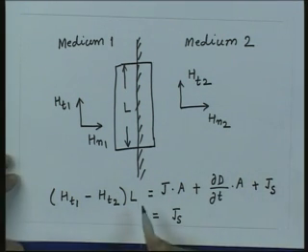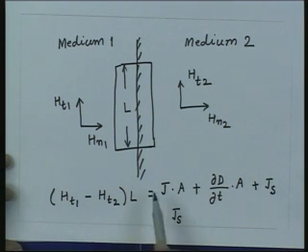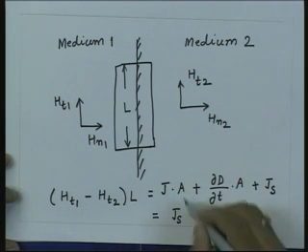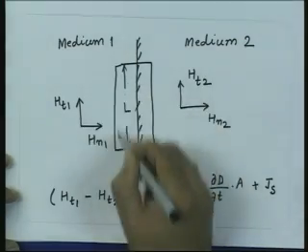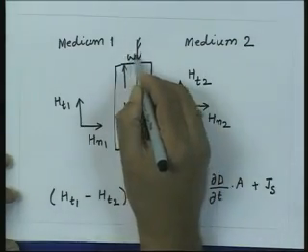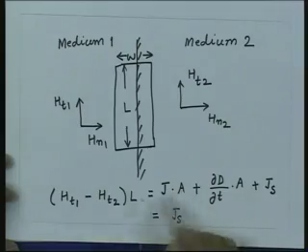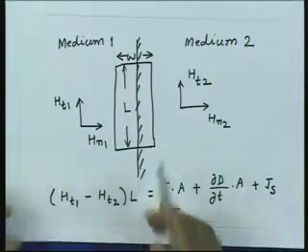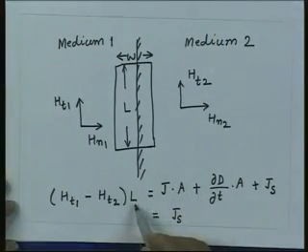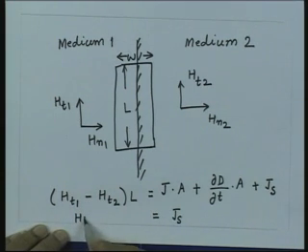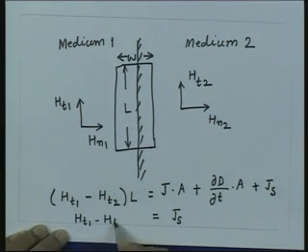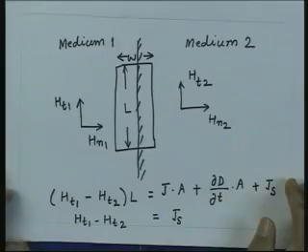From here, essentially what we find is that the difference of the tangential component of magnetic field is equal to the surface current density. Note here that this area A is L into the width W. So, when the area goes to 0, W tends to 0. So, there will be L here which will cancel with this. So, I will get a relation which is Ht1 minus Ht2 equal to the surface current density Js.